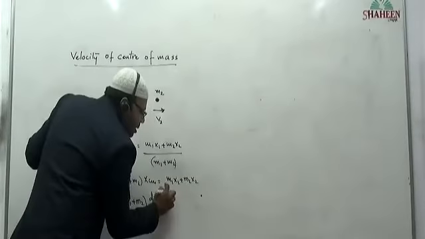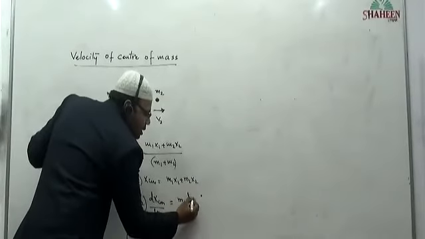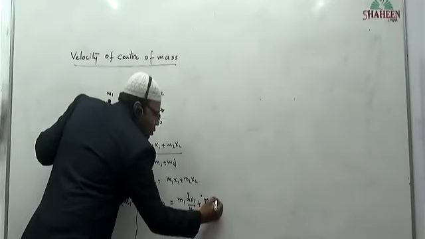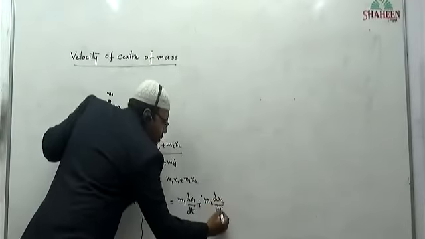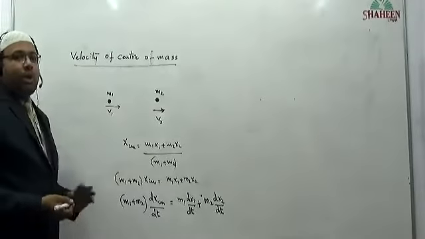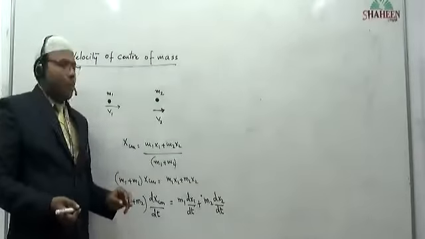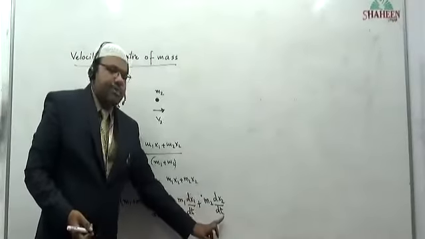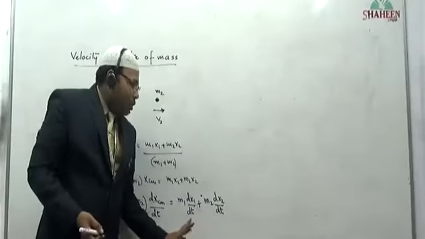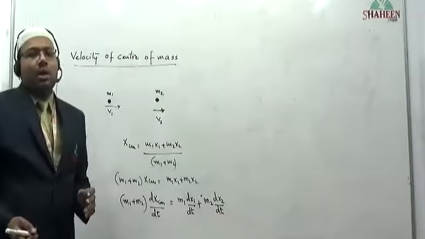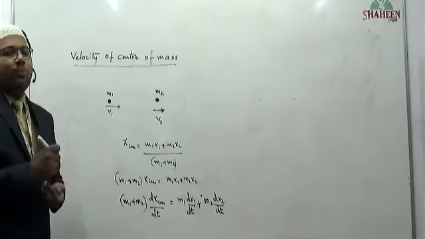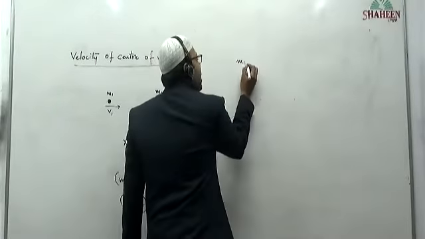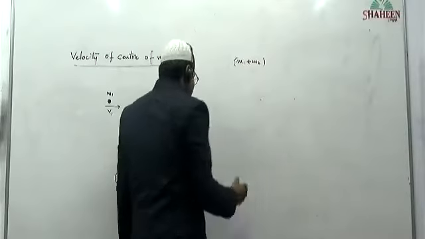Next beta, यहाँ पे देखिए आप. This is m1 dx1 by dt plus m2 dx2 by dt. What I have done, I have just differentiated. No need to worry. I am not differentiating masses. The reason is that masses are attached constants. They cannot be zero. We have to keep them as they are. Now, m1 plus m2 as it is.